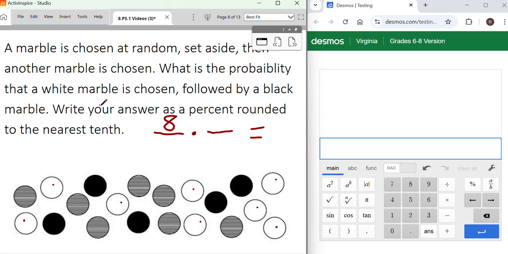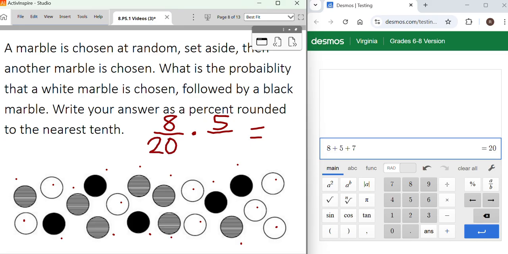Then followed by a black marble. So let's count the black marbles. 1, 2, 3, 4, 5. So I'm going to put a 5 there. But I need to figure out how many marbles I started with. Well, I had 8 white. I had 5 black. Let me count and see how many gray I have. 1, 2, 3, 4, 5, 6, 7. So I'm going to add 7 to that, 5 and 8. So that tells me I had 20 marbles to start with.